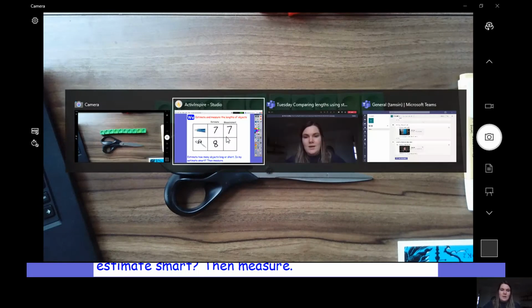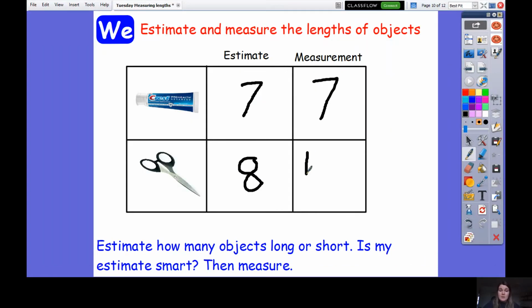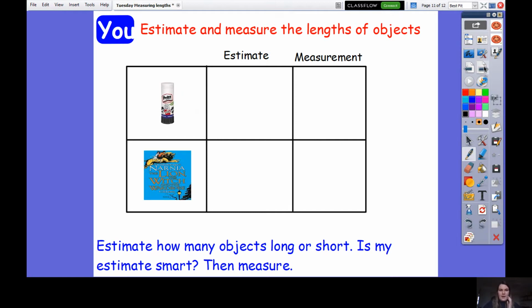So how many is it in fact? 10. Oh my goodness. I mean, we were close. It was a very close estimate. Who knew my scissors were 10 cubes long? So the longest object is the scissors. Well done. And the shortest object is the toothpaste. Fantastic. Okay, this time you're going to do the whole one this time by yourself.